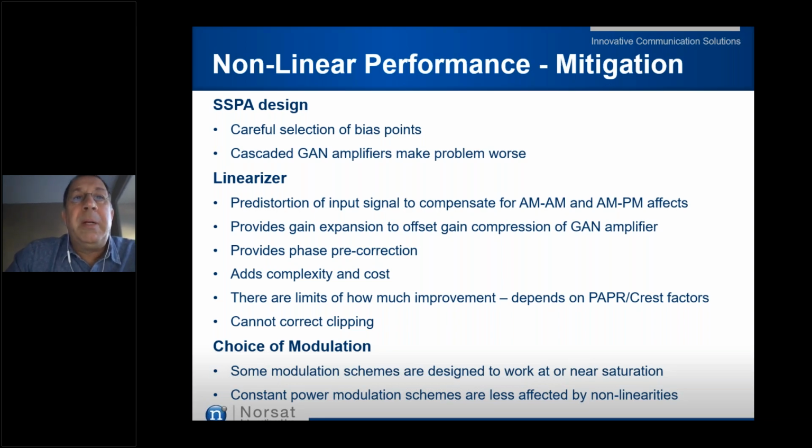And then of course, as we mentioned, the choice of modulation. I realize that's not a choice that the SSPA manufacturer can make, but it's more a matter of use case. Certain systems have modulation schemes that are designed to work near saturation or at saturation. These so-called constant envelope or constant power modulation schemes have no peak to average power ratio, or a very small one, so they can work much closer to saturation without causing any impacts.